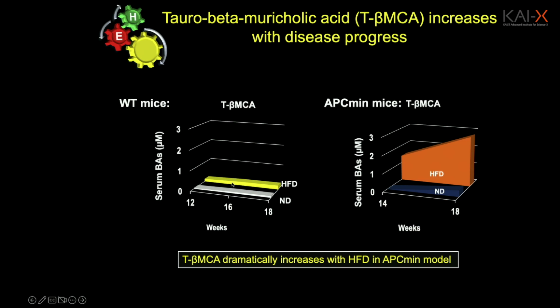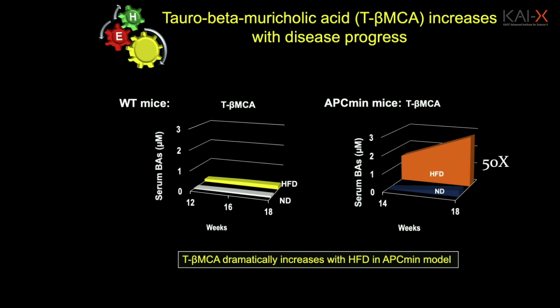Now the scales are going to change a little bit here. This is what you just saw, but with the APC min mutation, and these scales are now the same. This is what you have on a normal diet, and this is what you get on a high-fat diet in terms of taurobeta-muricholic acid change. This is a 50-fold change in this one species of bile acids.